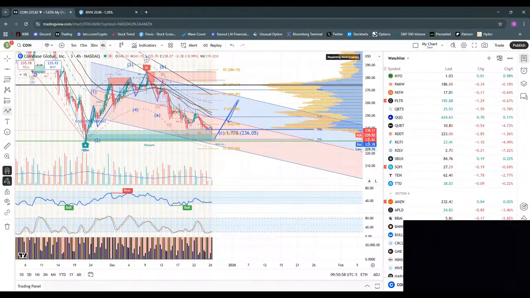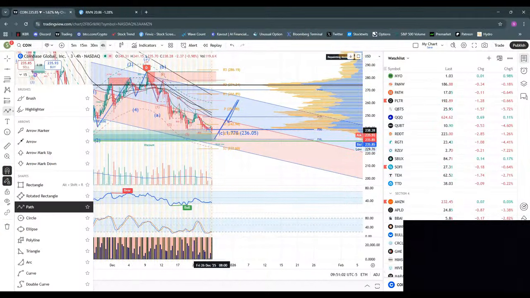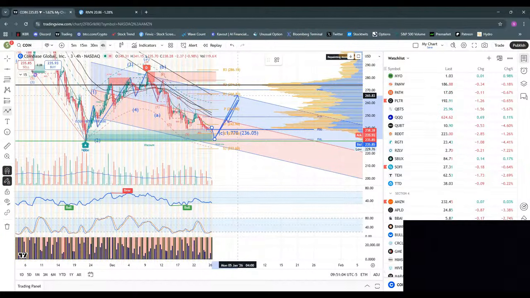Right now trading at 235, so $5 more downside. Something like this you should be looking at: a little bit down here and then a bounce right here. So keep monitoring the 230.92 area.